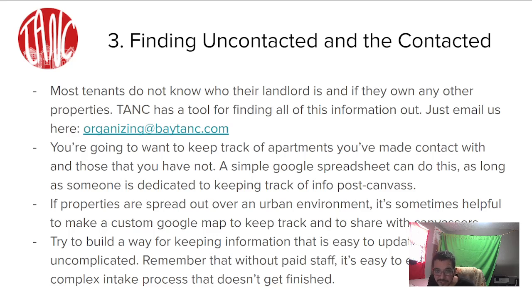You're going to want to keep track of apartments you've made contact with and those you have not. A simple Google spreadsheet can do this as long as someone is dedicated to keeping track of info post canvas. Keeping a sheet is a little bit of work. You have to sit down and get in front of a computer, but it's worth the effort. If properties are spread out over an urban environment, it's sometimes helpful to make a custom Google map to keep track and to share with canvassers.